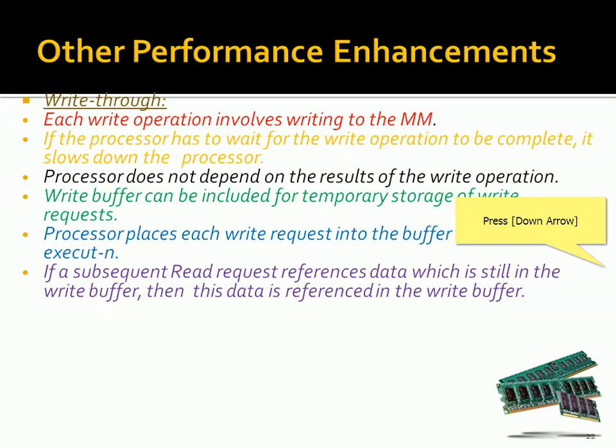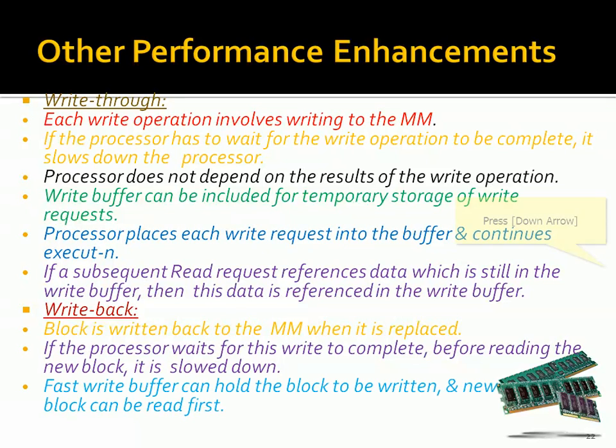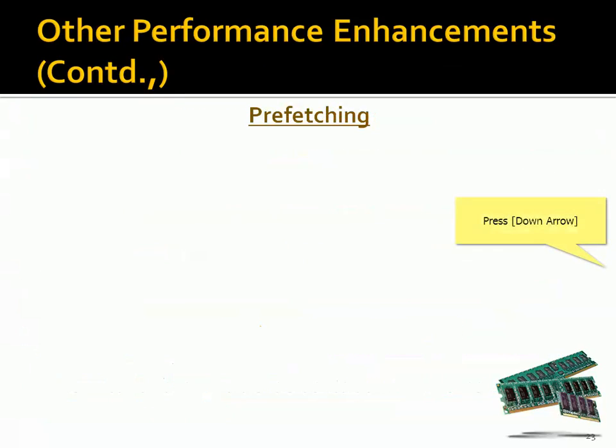A subsequent read request may reference data which is still in the buffer, so that data will be there in the write buffer. Then, write-back: a block is written back to main memory when it is replaced. If the processor waits for this write to complete before reading the new block, it is a slowdown. So the processor waiting for this completion will be slowed down because of this protocol. A fast write buffer can hold the block to be written, so a new block can be read first.